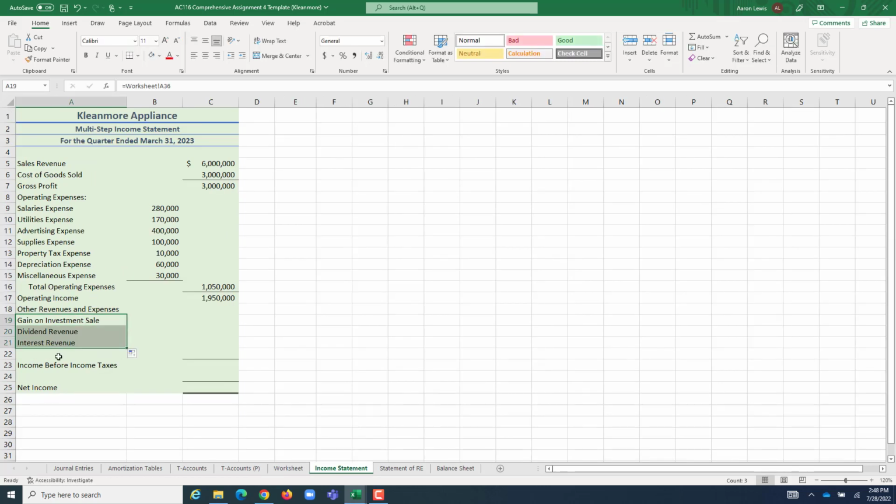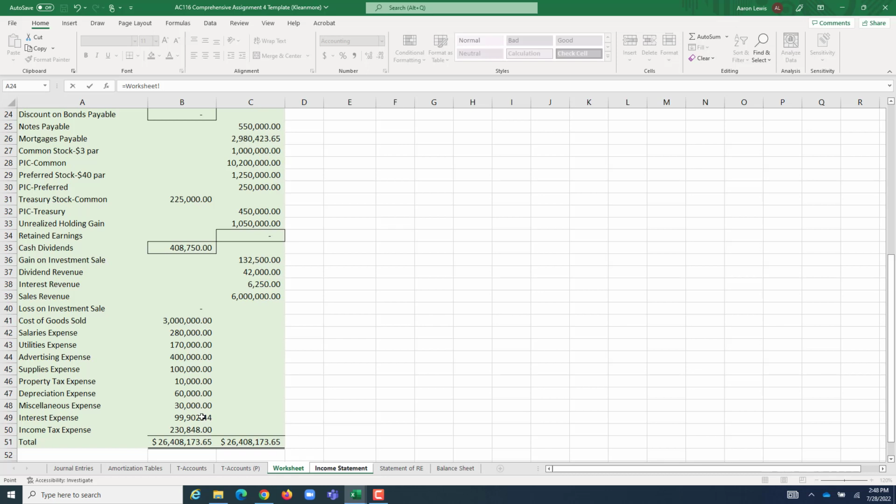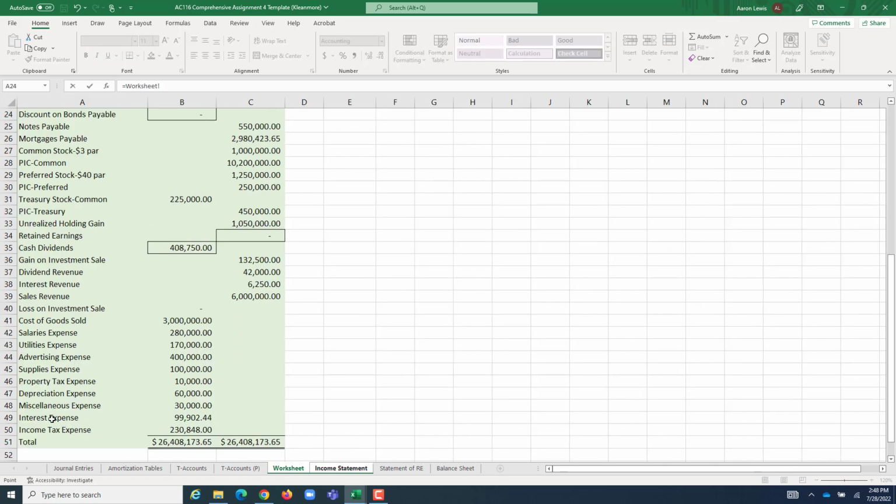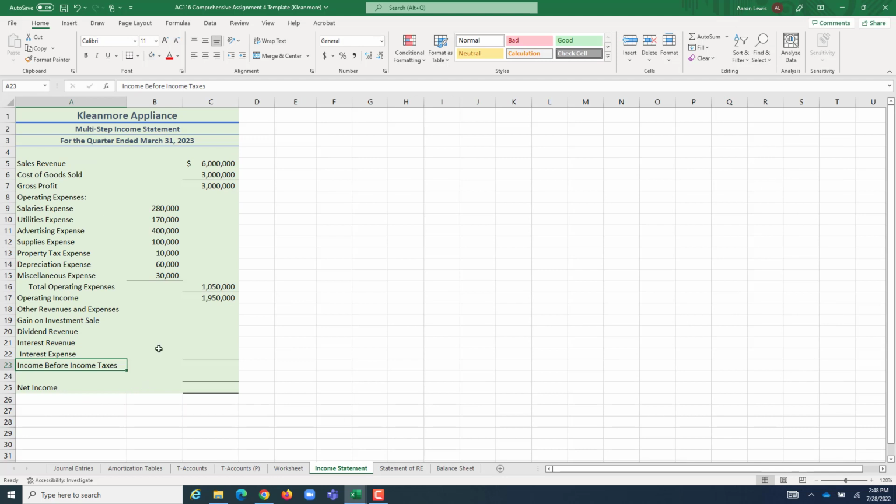There we go. And then the other item that we have to put in here, as I stated before, is our interest expense. And our interest expense was a little under $100,000, $99,902. Let's bring that number on over. Sorry about that. So let's go and grab the actual account name first before we bring the number over. We want interest expense. And now we can bring all of these values in.